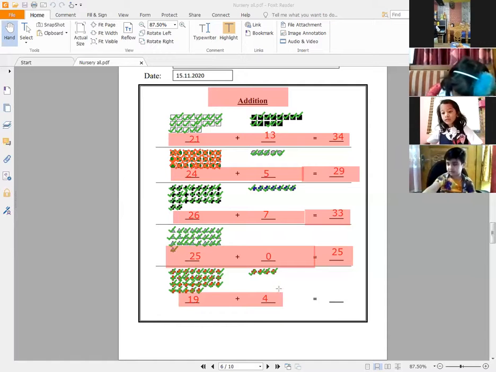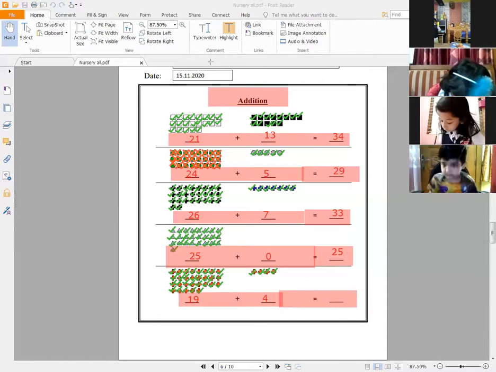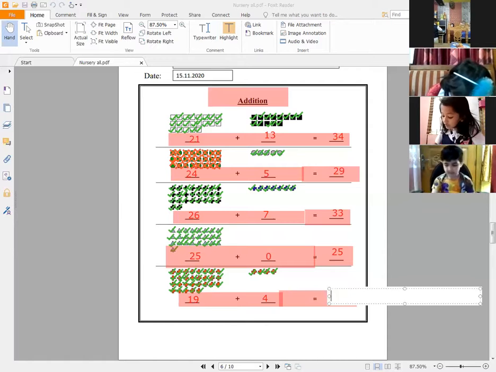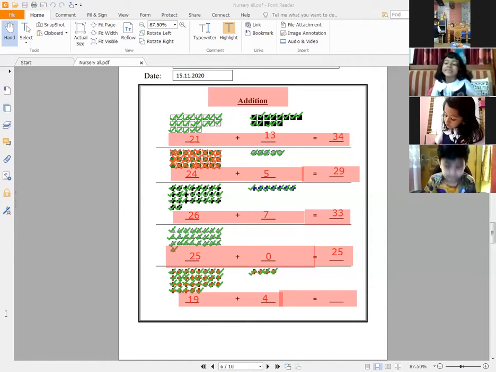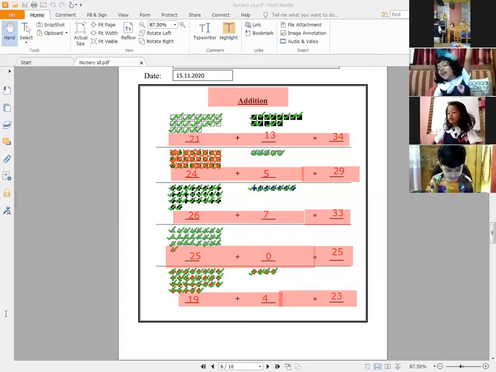19, 20, 21, 22, 23. The answer is now 23. Do you understand, everyone? Yes, understand.